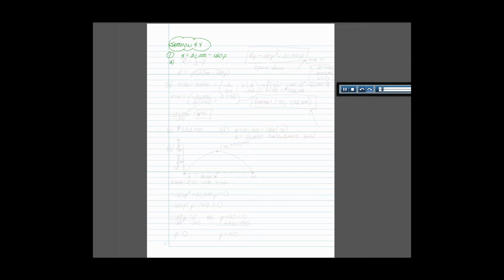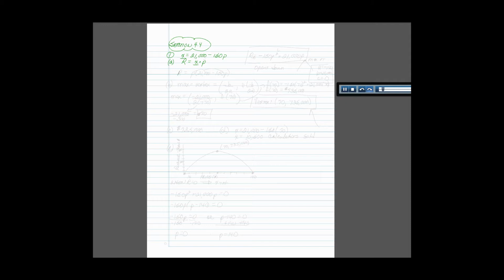So let's look at A. It says express the revenue R as a function of the price P. Well, we know that R equals the revenue, how much Texas Instruments is going to make, equals the number of calculators sold times the selling price. But we also know that X is equal to this equation that we were given, 21,000 minus 150p.